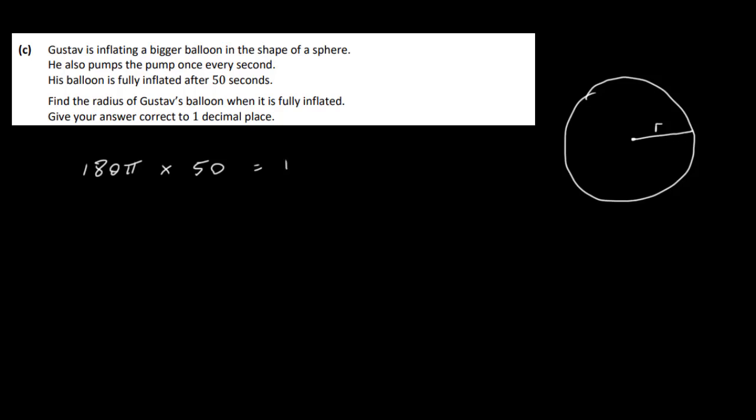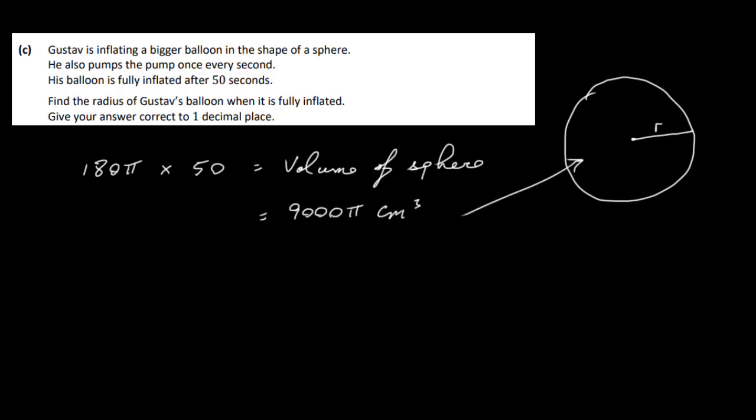So that will actually give us the volume of this bigger sphere. So if we do that, 50 times 180 is 9,000. So we're actually going to get 9,000 pi centimeters cubed. That's the volume of this particular sphere here. So we now know that 9,000 pi is equal to 4 over 3 pi r cubed. This is the volume of any sphere. This is the volume of our sphere. So we can work out what r is here.